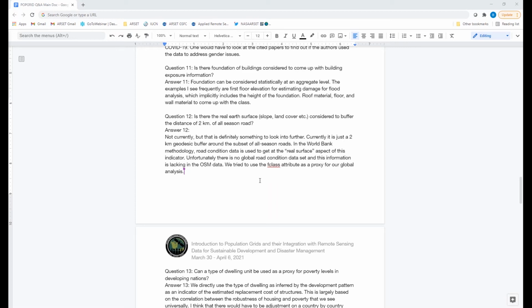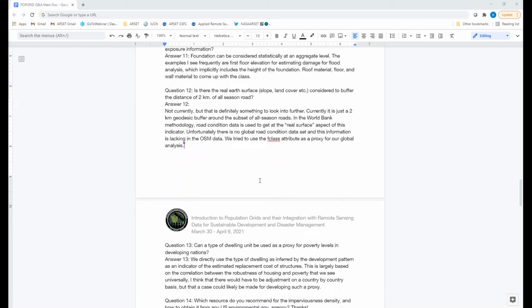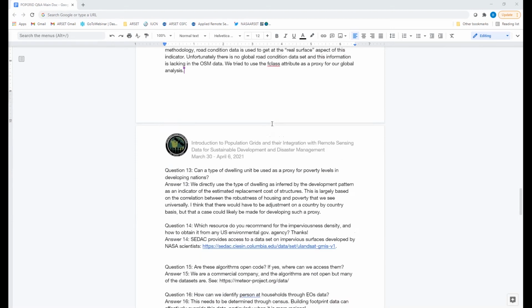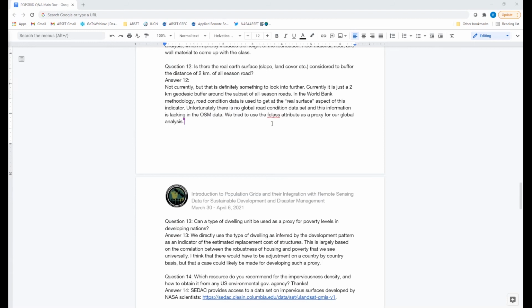That really needs a bit further refinement. The F-class attribute can vary a lot, or how it's been applied can vary a lot, I should say. The attribute itself has a definition, but how it's applied country to country can vary. So this is part of the global analysis that could be refined.